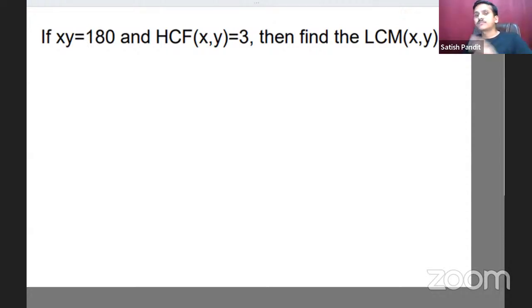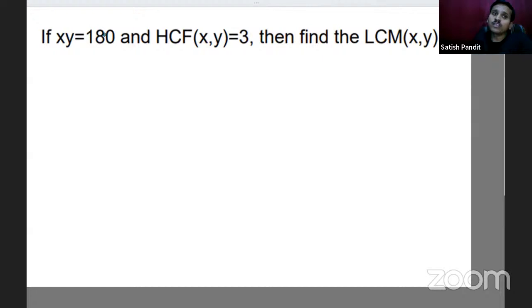Very nice. All of you got it right. Very, very nice. That means you all have revised. Okay. And it's actually a very simple question also. It says if x into y, okay, xy means x into y, is 180, sorry, and HCF of x comma y, so that means x and y are two numbers, is 3, find the LCM.